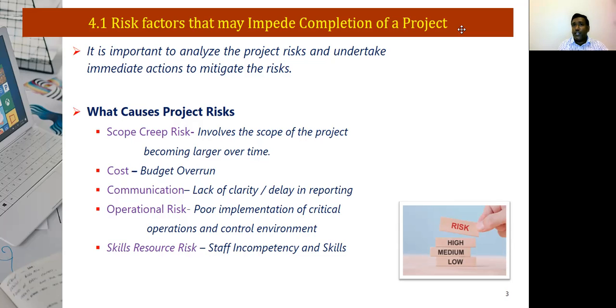What causes project risk? There are several factors that cause project risk. Some of the factors are highlighted here. Scope creep risk. How do you explain a scope creep risk? For example, when we wanted to develop a product, we initiated with 3 features, but later on, once the development stage had gone forward, we wanted the product to have 7 additional features. So it involves the scope of the project becoming larger over a period of time.